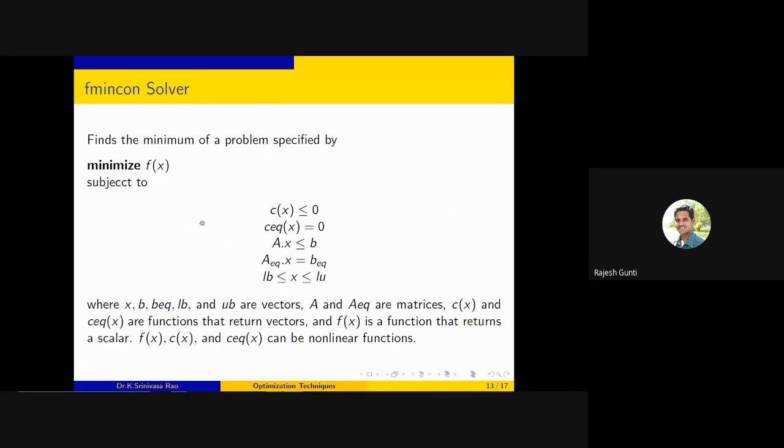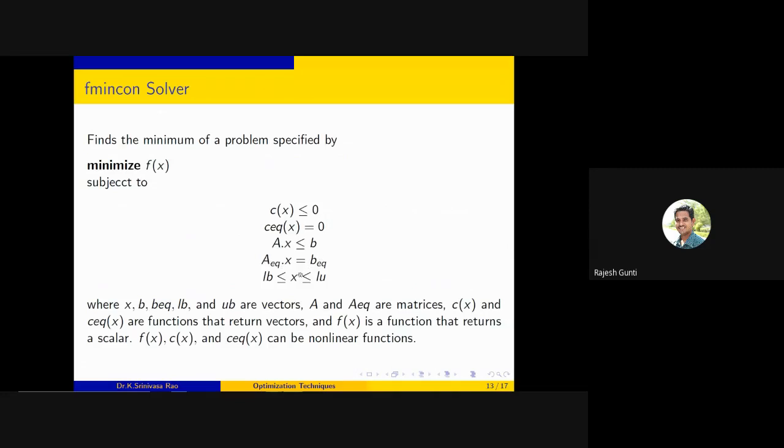This is the standard nonlinear constraint optimization problem. Here C of x is the nonlinear inequality constraints, nonlinear equality constraints, linear inequality constraints, linear equality constraints.